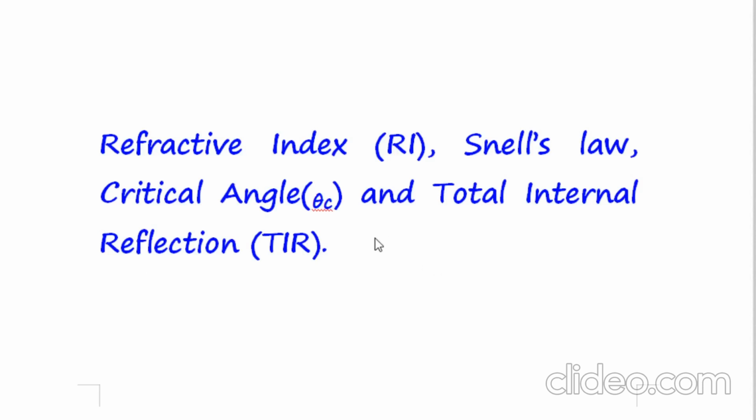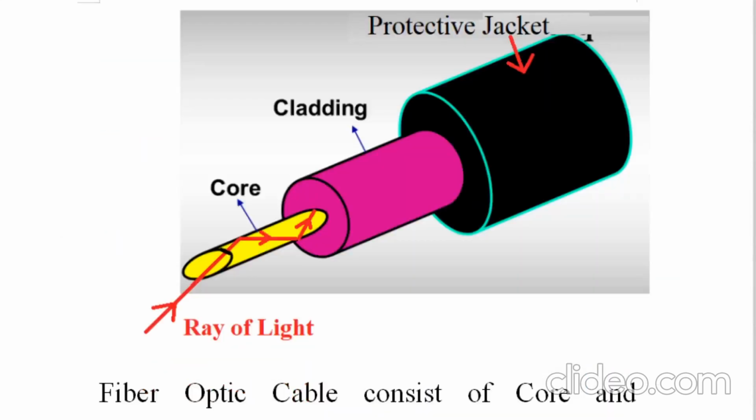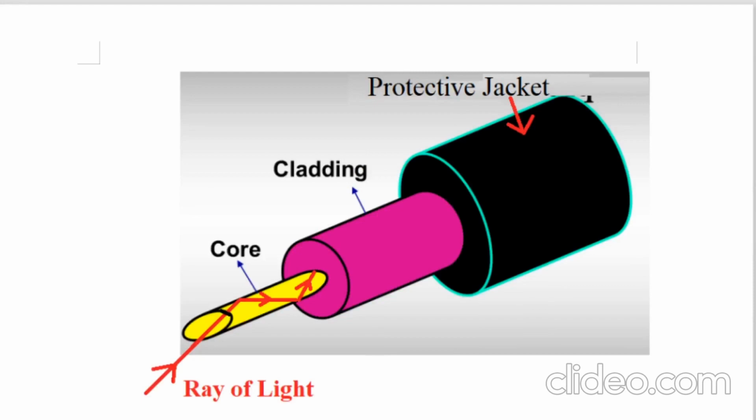And therefore, all these four parameters are very much related to each other, and let us study them one by one. First of all, let us try to understand what a fiber optic cable is. A fiber optic cable consists of core as one part, and the core is made of a glass material of particular refractive index.